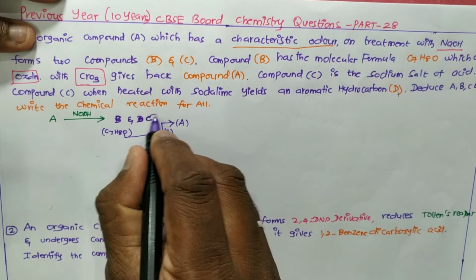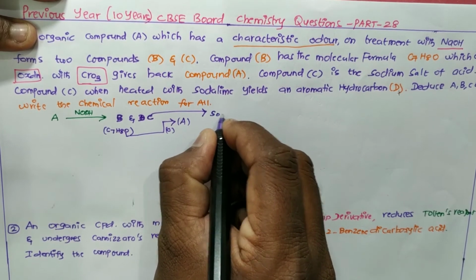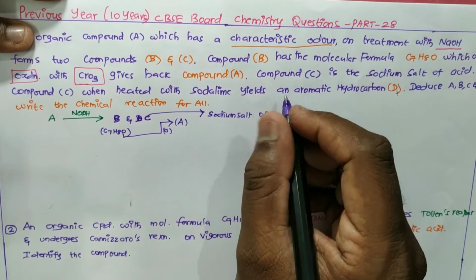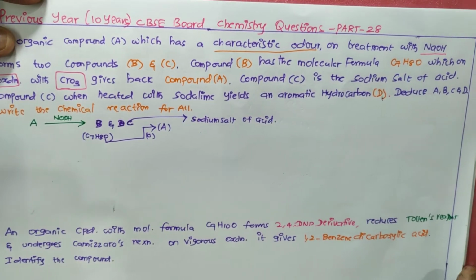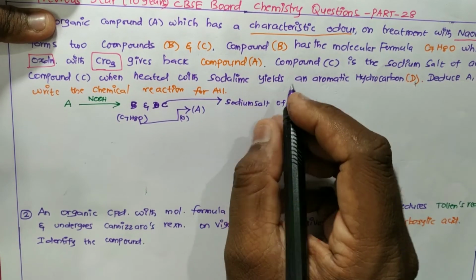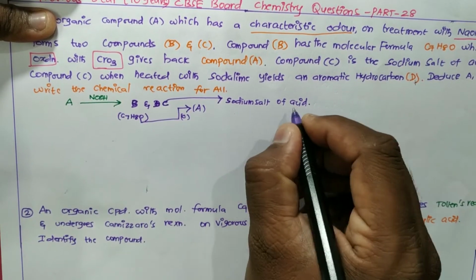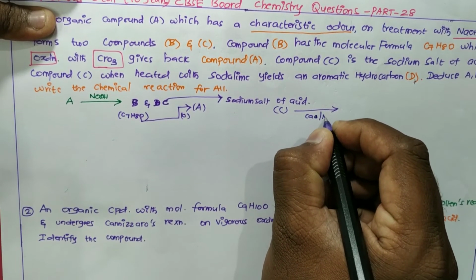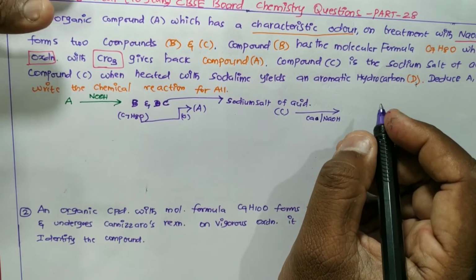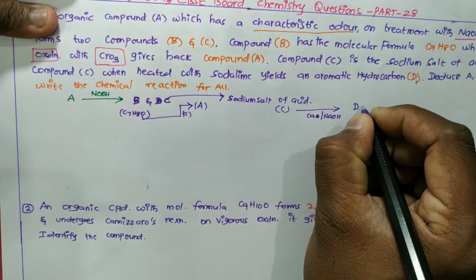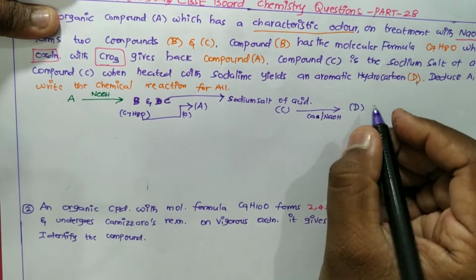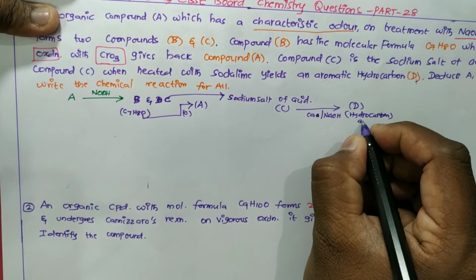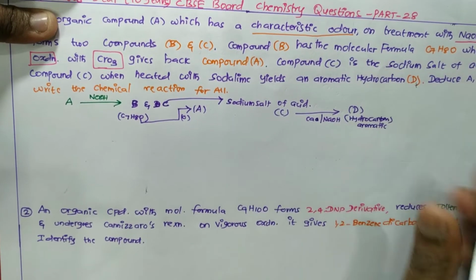And compound C is a sodium salt of an acid. Compound C, when heated with soda lime, that is NaOH along with calcium oxide, gives compound D. Compound D is a hydrocarbon, and they have given another clue, that it is an aromatic hydrocarbon.